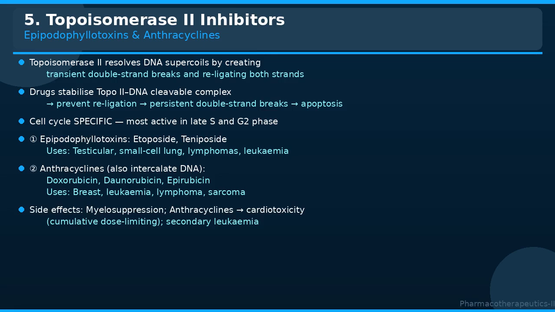Second, the anthracyclines, doxorubicin, daunorubicin, and epirubicin, which additionally intercalate into DNA, further blocking replication and transcription. They are used in breast cancer, leukemia, lymphoma, and sarcoma. The critical side effect of anthracyclines is cumulative, dose-dependent cardiotoxicity, dilated cardiomyopathy. All topoisomerase II inhibitors carry a risk of secondary leukemia.